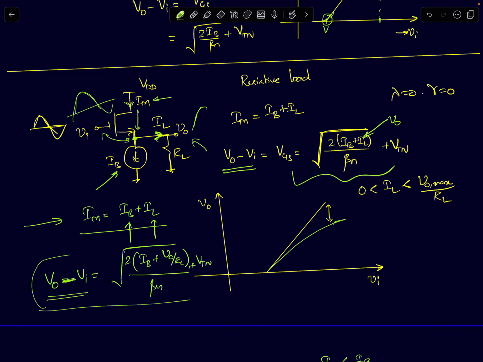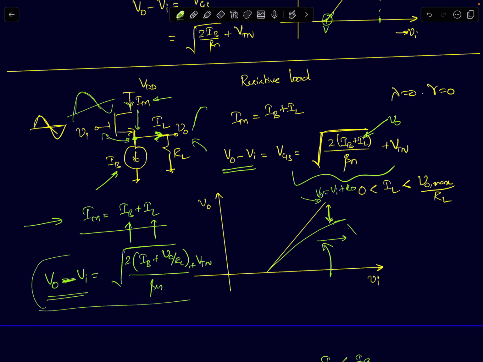Okay, so that VGS will increase. So that's what I've shown here in the curve. As you increase your input signal levels, what will happen? The difference between your Vi and V0. So this is the ideal characteristics: V0 equals Vi plus constant.